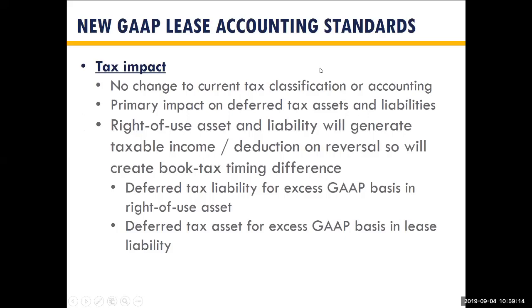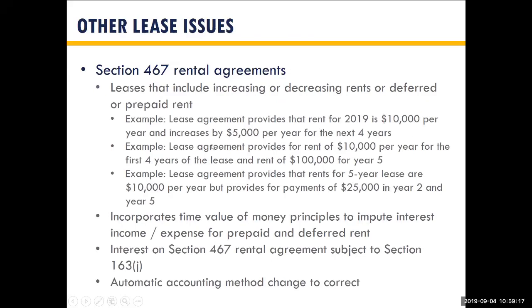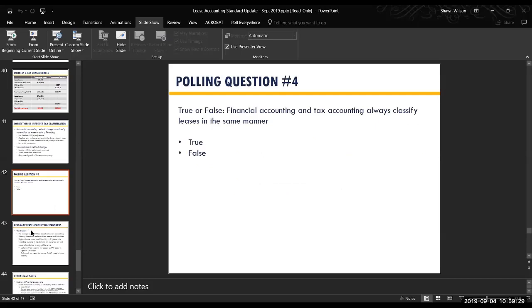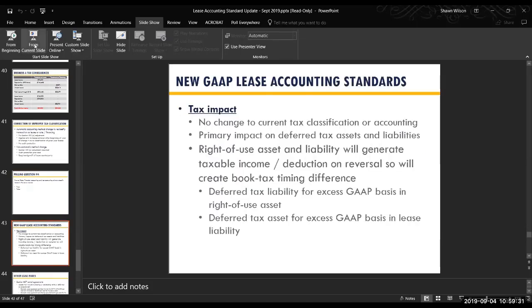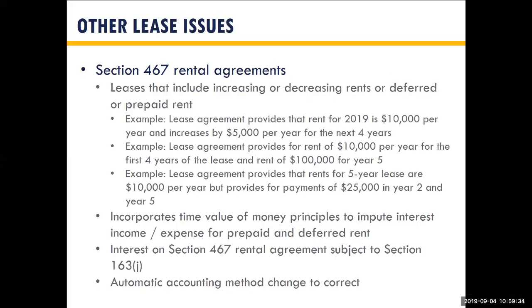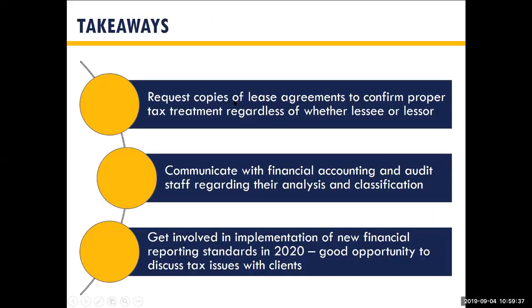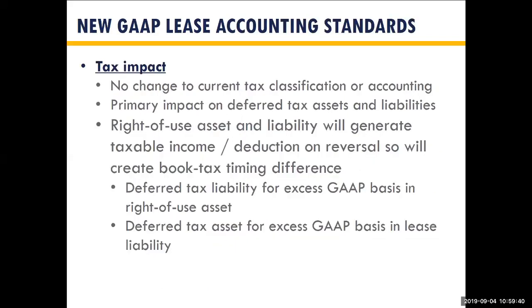And then to comment on the new GAAP leasing standard that Scott and Matt discussed, as of right now, there's no indication that the IRS intends to make any changes to the current lease analysis for tax purposes. And what that means is that whether a transaction should be classified as a lease or a sale is going to be based on the factors that we talked about. It's not going to be modified as a result of the new standards. And then primarily what we're going to see is an impact on our deferred tax assets and liabilities, as the right of use asset and lease liability will generate some book tax differences on the amortization of those items.